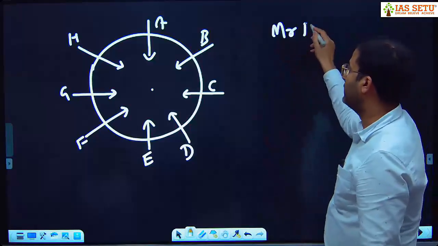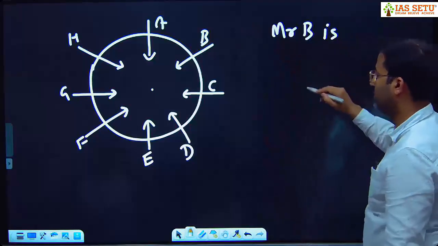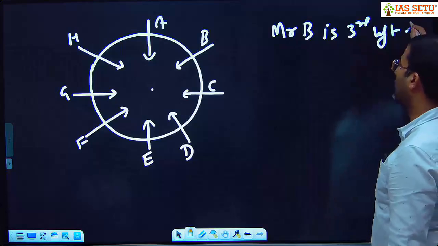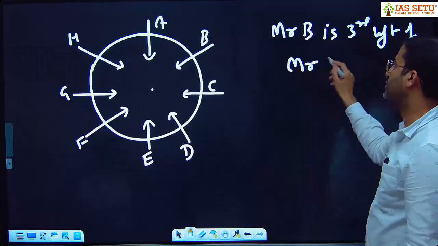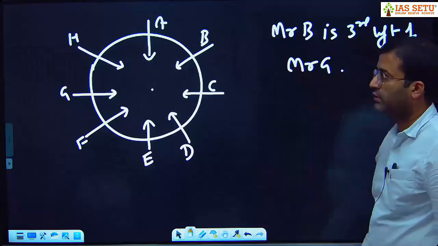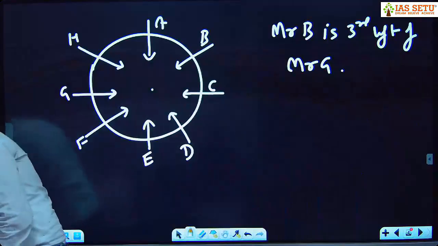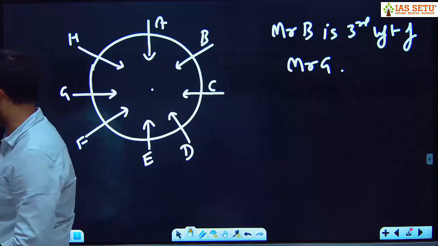Mr. B is third left of Mr. G. Mr. B is third left of Mr. G. Check, correct or wrong.